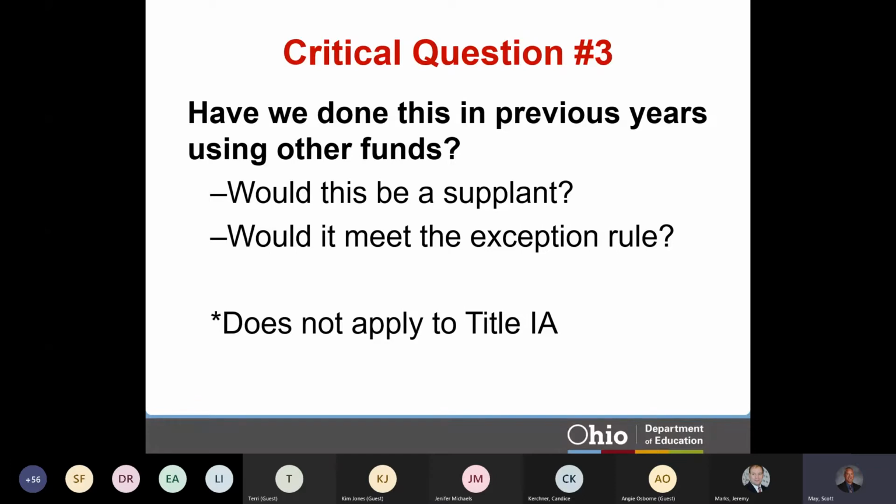We have to remember that with state and local funds, that's where supplement, not supplant, comes into place. But if you use other federal funds, then you are not breaking the supplement, not supplant.